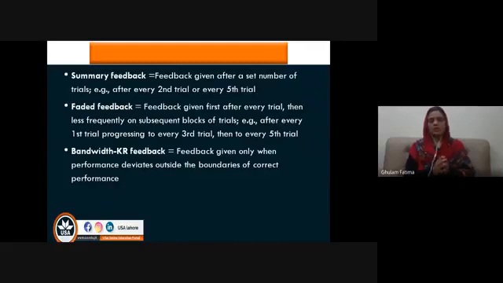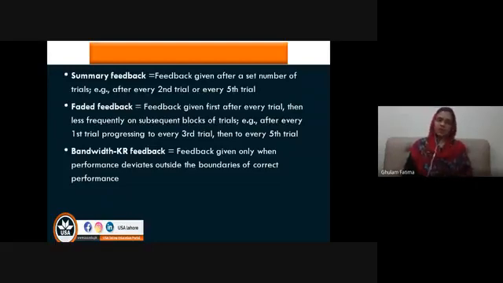Then there is another type of feedback that is called faded feedback. It is just like starting with a high grade of feedback and then diminishing it. This is faded feedback. In the start, you can give frequent feedback. You can give feedback after every trial, but then you start to reduce the feedback. First you will give it after every trial, then you start giving it after every third trial, then after every fifth trial. This kind of feedback that is reduced gradually in one session we're discussing is called faded feedback.